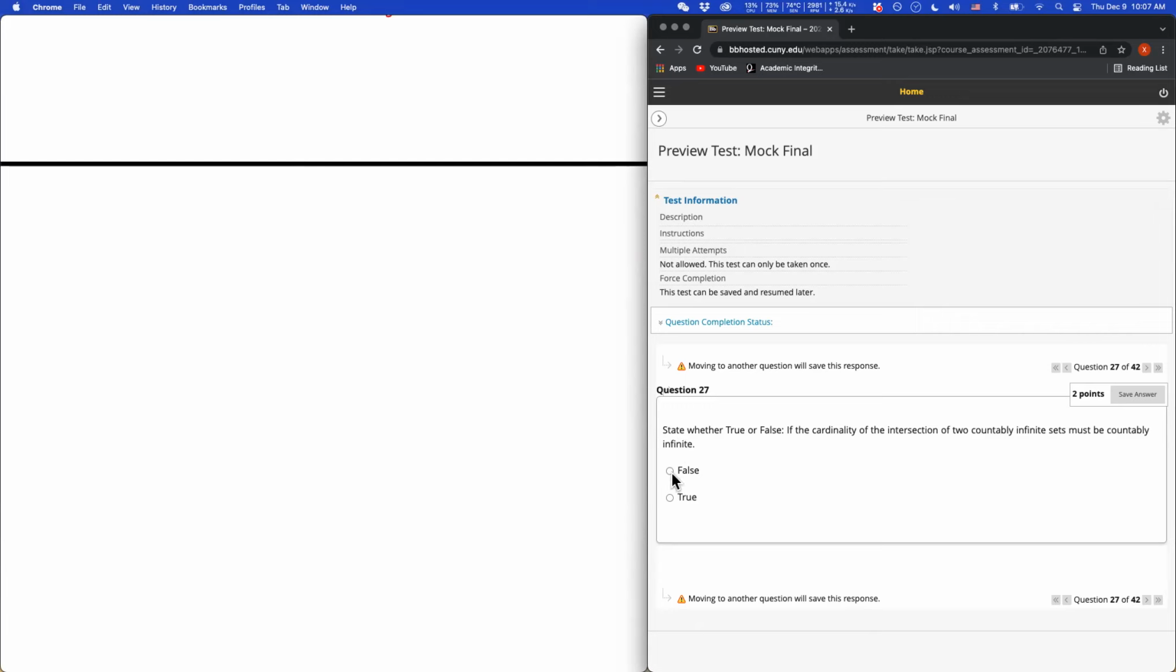Well, the answer is false, right? If you take the positive integers, you know it's countably infinite. Then you can have another set, the negative integers, that's also countably infinite. Now, when you take the positive integers intersect with the negative integers, they have nothing in common, right? So the intersection is an empty set. It's not an infinite set. So you can easily find a counterexample.